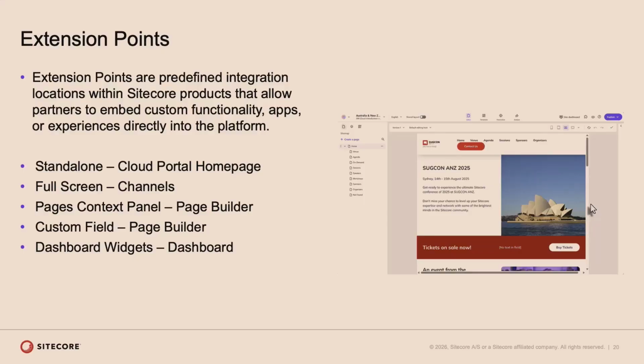So we have extension points in the Cloud Portal homepage. We have extension points in the Sites dashboard, the Channels page. You can hook into the Page Builder as well, into like the WYSIWYG drag and drop page building functionality that the marketers use. And you can also add your own dashboards into the main panel you land on in Sitecore AI, exposing key metrics as soon as you load into it.